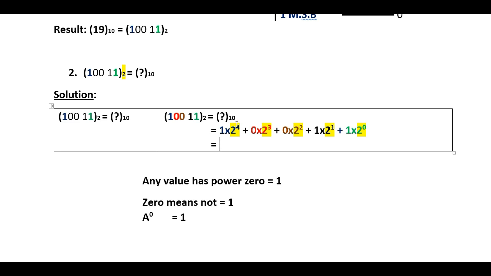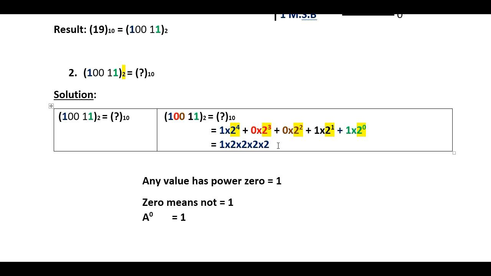I copy it and then paste here. 1 cross. I delete the power here. Now 2 cross 2 cross 2 cross 2 cross 2. They are 4 times 2: 1, 2, 3 and the 4. Okay, now the plus.